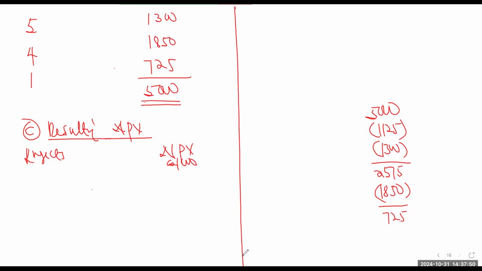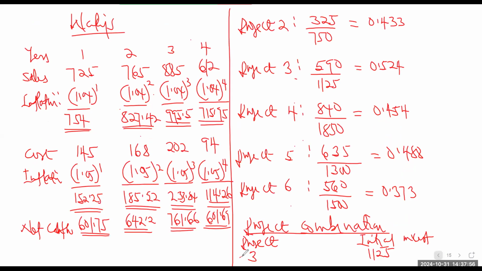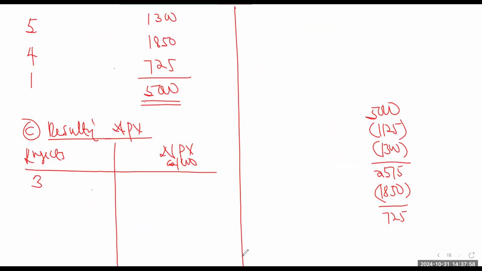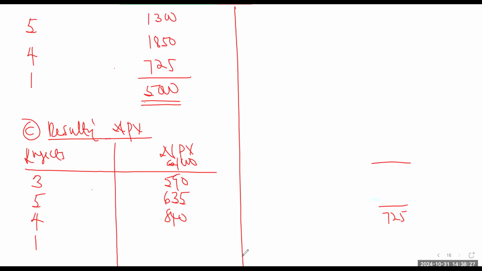Keeping 3 zeros. So the first project that we are bringing is what? Project 3. What is the NPV of project 3? 590. Okay, 590. Project 5. What is the NPV for project 5? 635. Project 4. What is the NPV? 840. Project 1. We are not investing all of them, isn't it? So project 1 is 282.75.